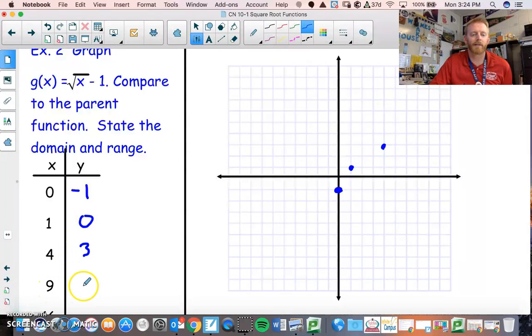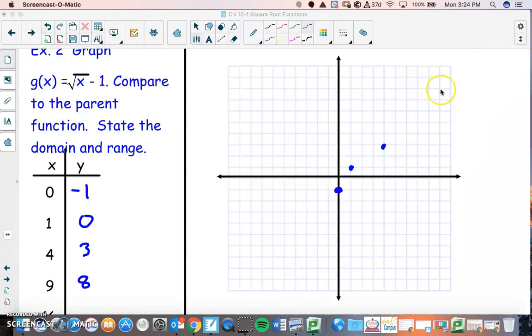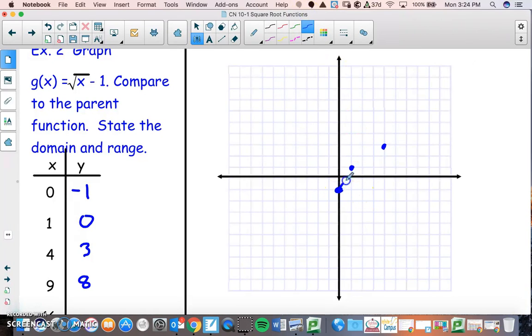Square root of 9 is 3, and then minus 1 is 2. So I go to the right 9 and up 2. It's not going to let me do it. I'm in the way, but it's up there. So what we're going to do is connect those dots. And this is your square root function with that beautiful arrow at the end.